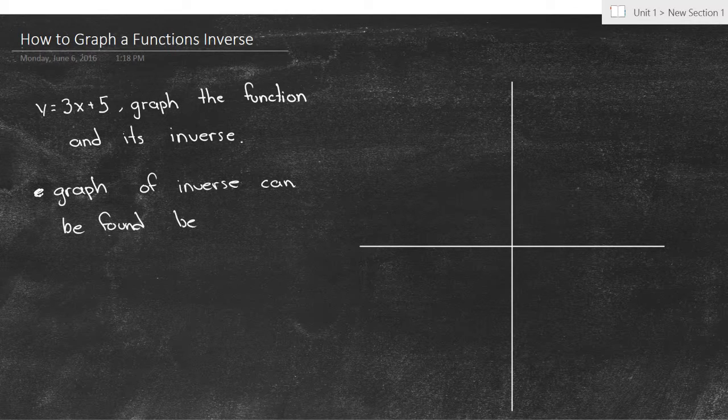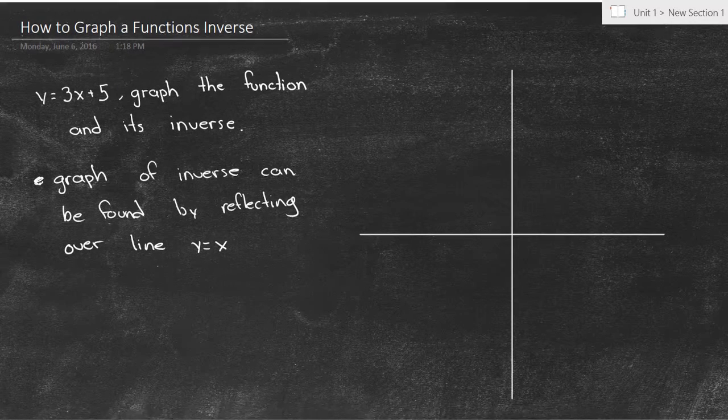And that is a line that goes diagonally across the coordinate system, whatever I should call that thing. The graph of the inverse can be found by reflecting over the line y equals x. And so now let's take a look at our example.